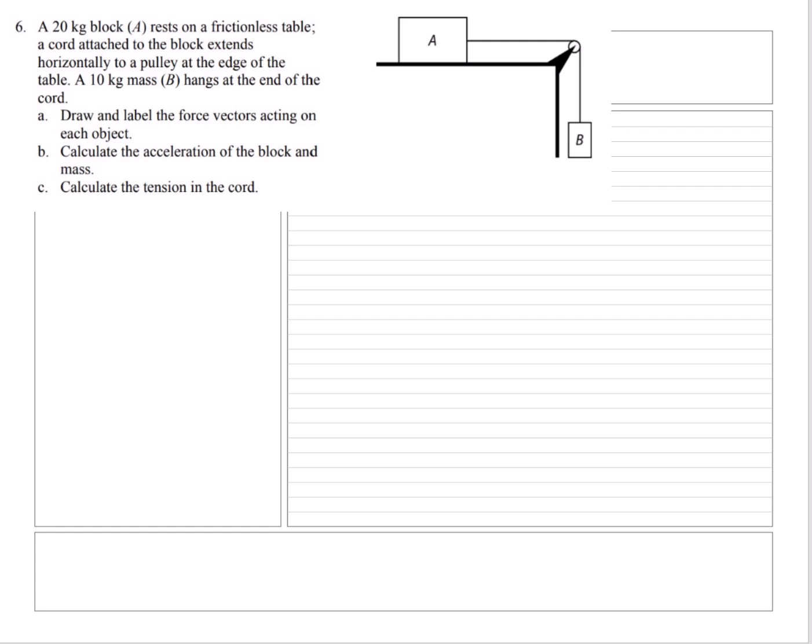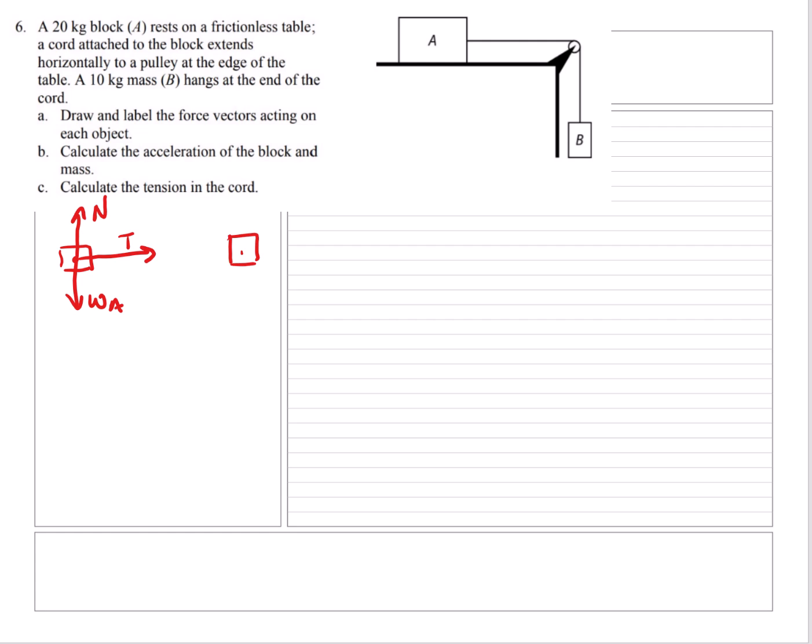Again, like the previous problem, this one you need to draw 2 free body diagrams. Why? There are 2 objects. So A will have weight, and again, you want to label it weight A and weight B because they're not the same weight. It's going to have a normal because it's on a table. And it's going to have a tension to the right because the rope is pulling it towards the right. And that's it. It's a frictionless table.